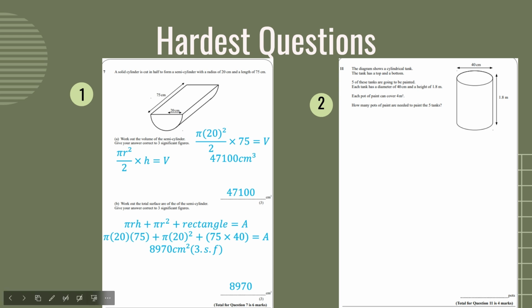In our second question, it says the diagram shows a cylindrical tank, and the tank has a top and a bottom. 5 of these tanks are going to be painted, and each tank has a diameter of 40 centimeters and a height of 1.8 meters. Each pot of paint can cover 4 meters squared. How many pots of paint are going to be needed to paint 5 tanks?